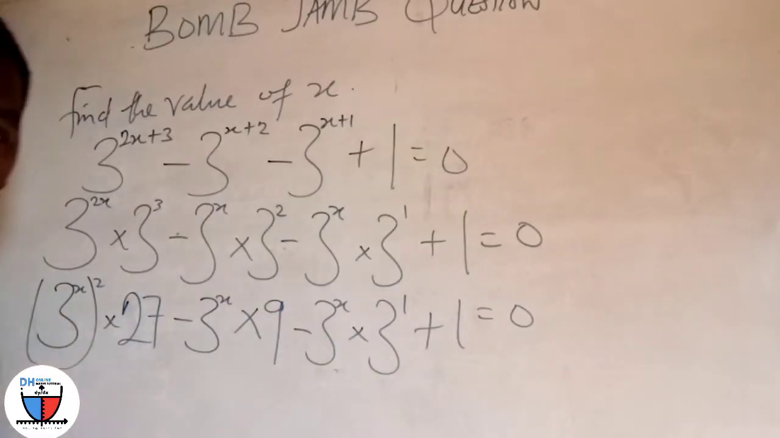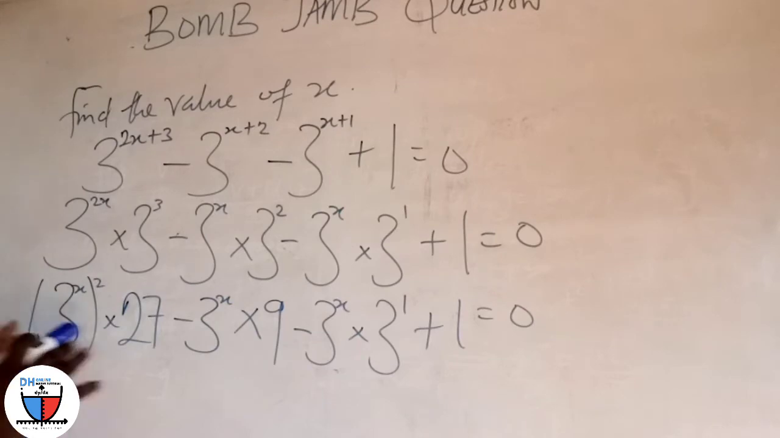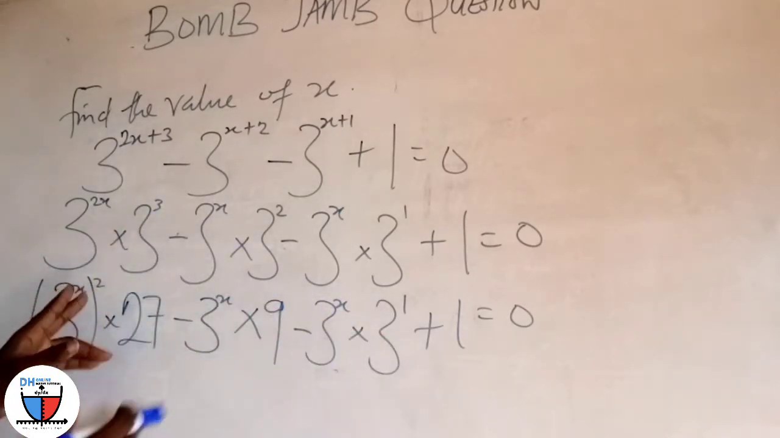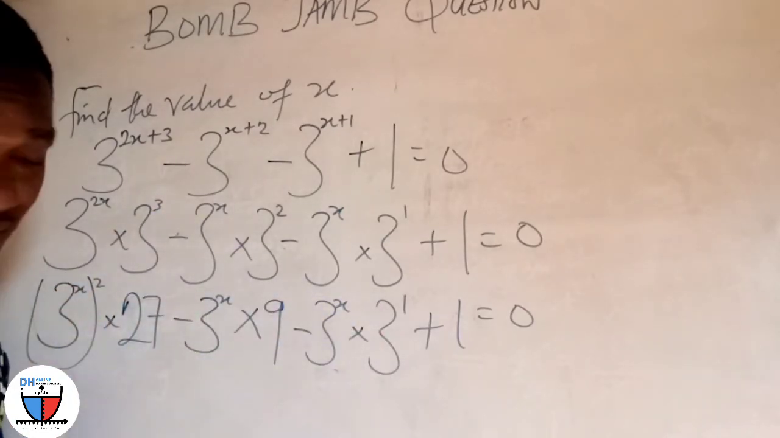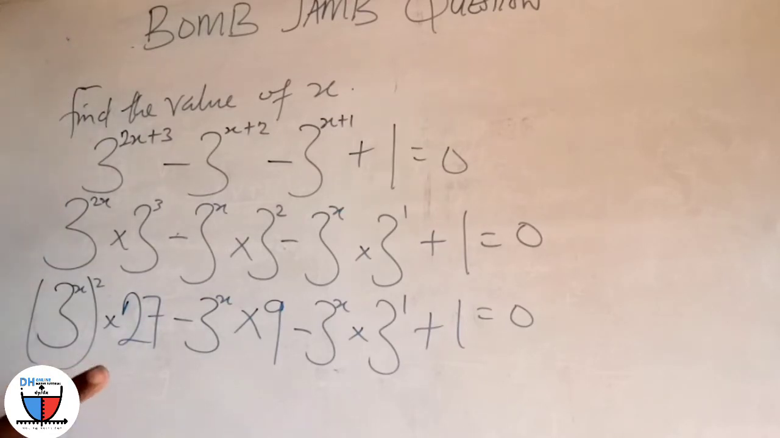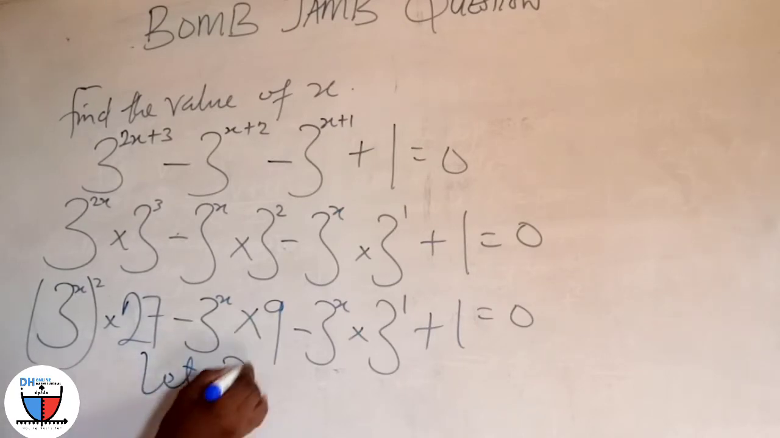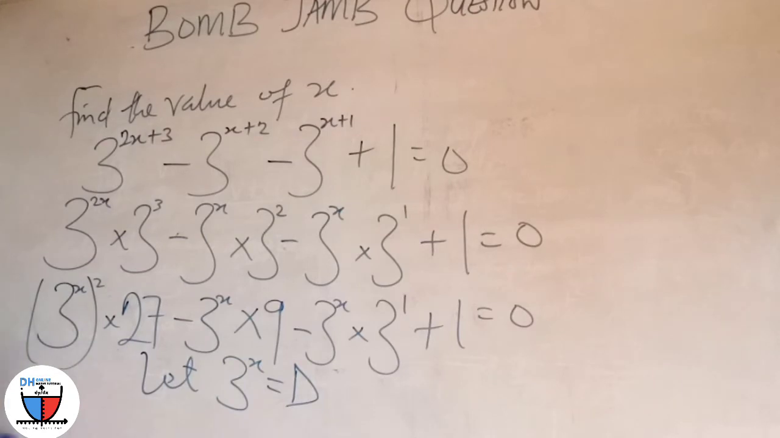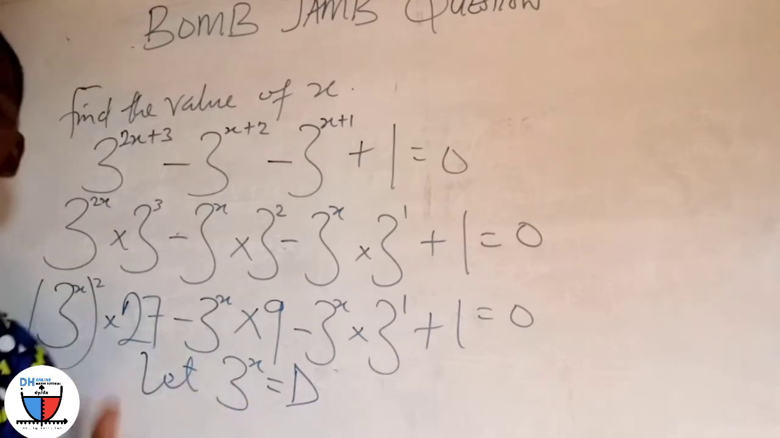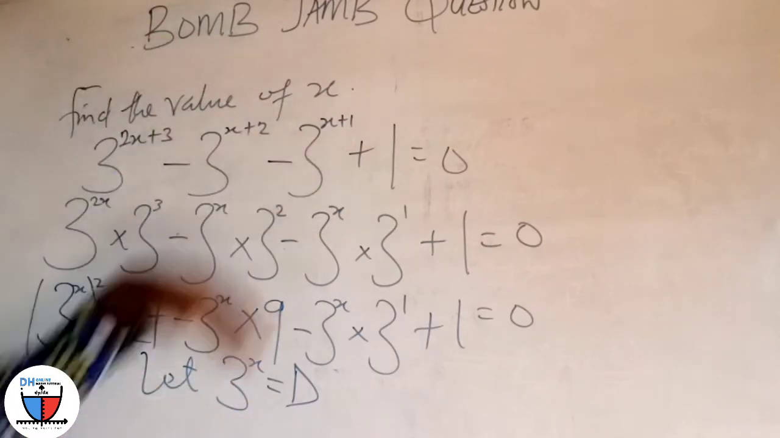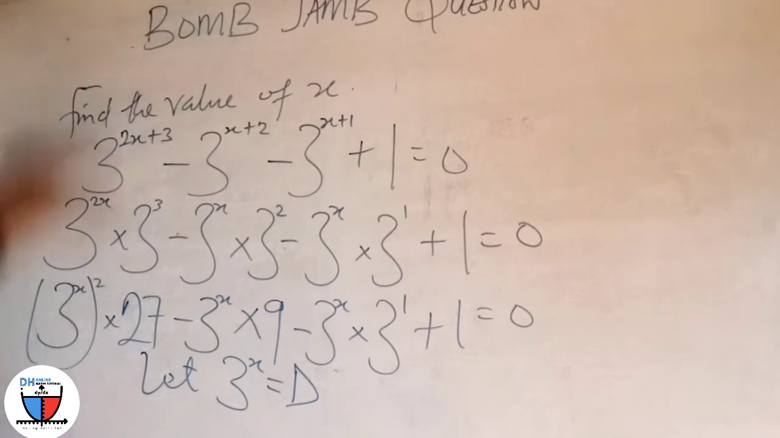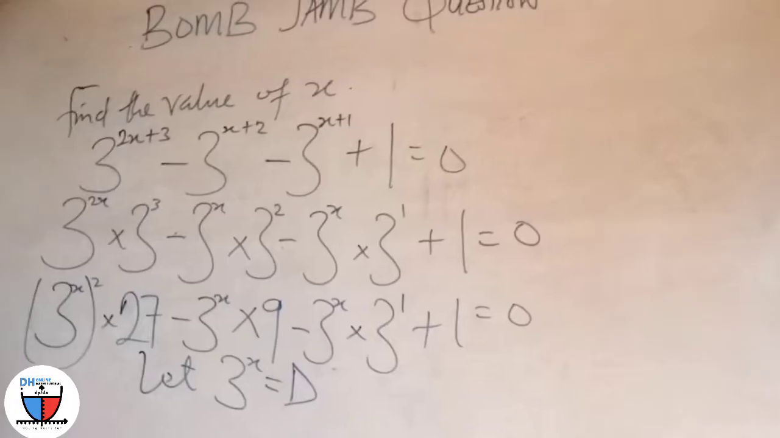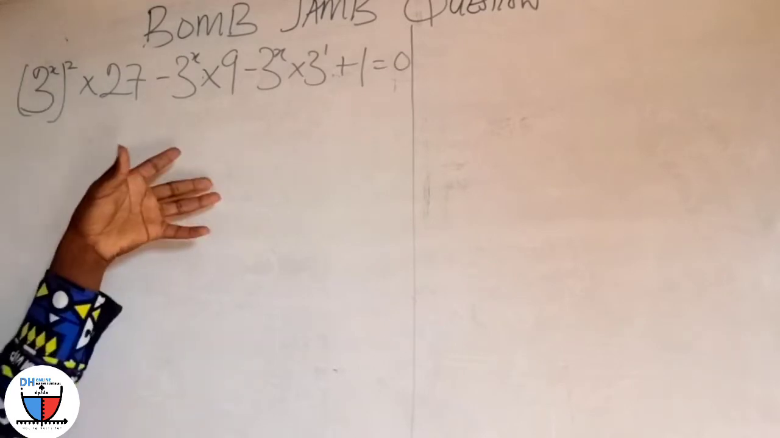Good. The next thing we are going to do now is, since we have already fenced the 2 outside here, we say let 3 to the power of x be any letter at all. So let 3 to the power of x be, let me use D this time around. I love it, maybe because my name is Daniel. Alright, D is okay. I'm going to use Daniel. Good. Hope we are solving together. Now I will wrap up this part so we continue from where we stop. Alright. Good.